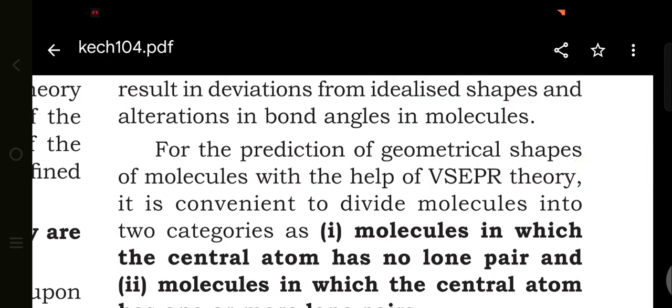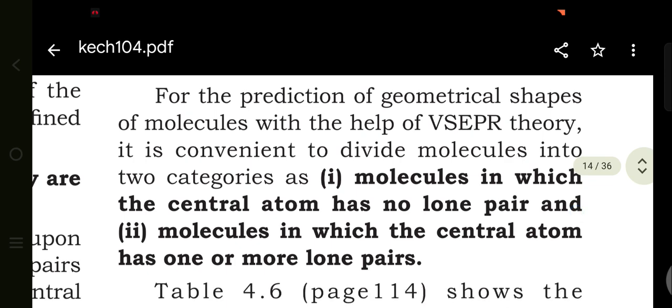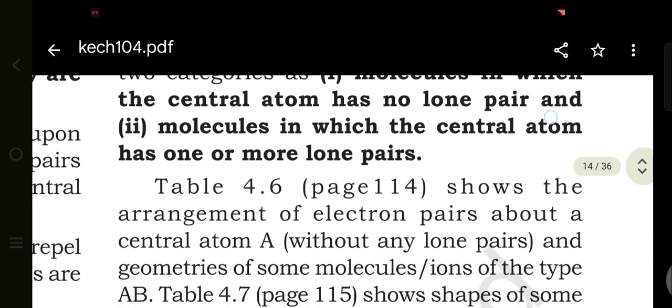molecules. For the prediction of geometric shapes of molecules with the help of VSEPR theory, it is convenient to divide molecules into two categories. First, the molecules in which the central atom has no lone pair, and second, molecules in which the central atom has one or more lone pairs.